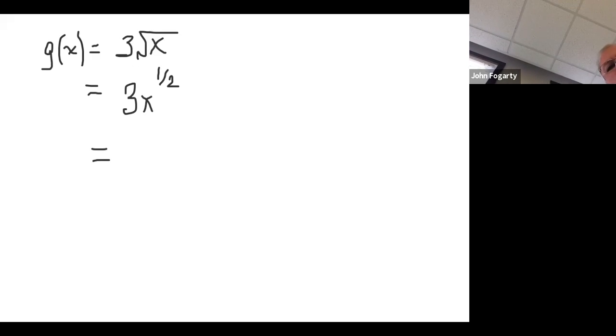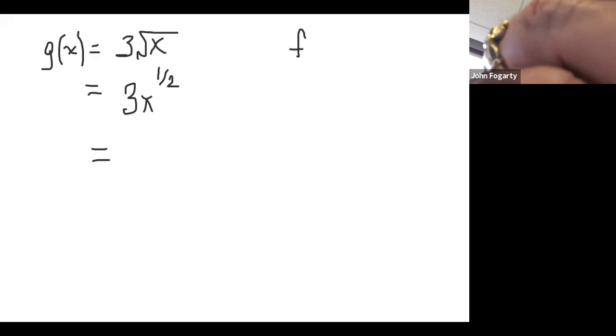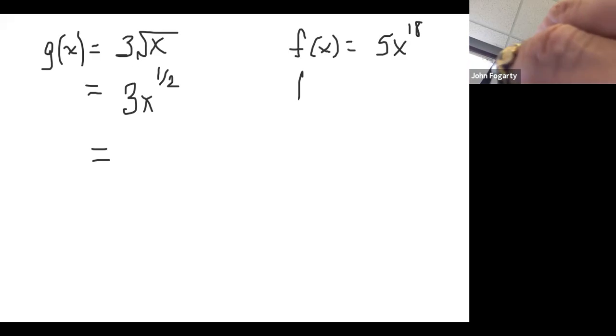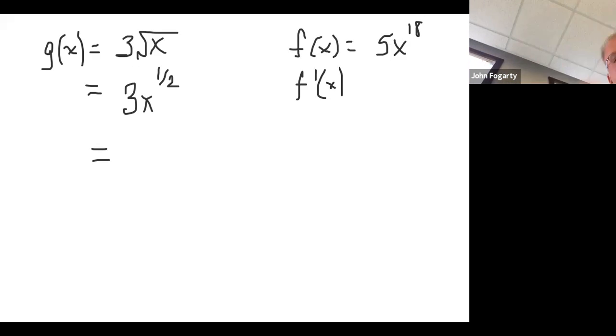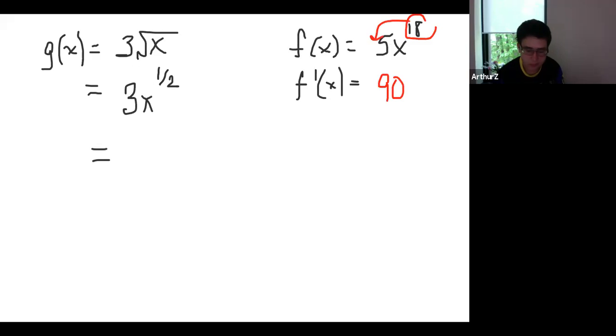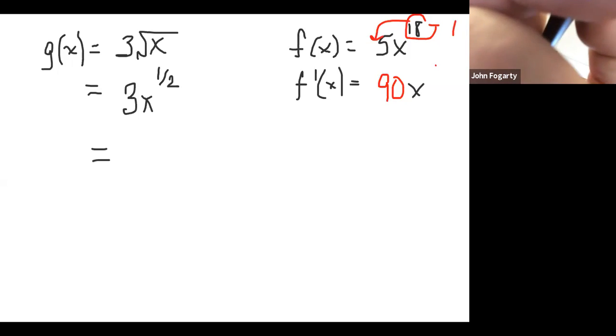Who asked me the question? I did, Arthur. Arthur, what would this be? This was number 2. 5x to the 18th. What's f prime? Well, we know that we take the 18, bring it out here. 18 times 5? 90x to the 17th. And then 18 minus 1 to the 17th.